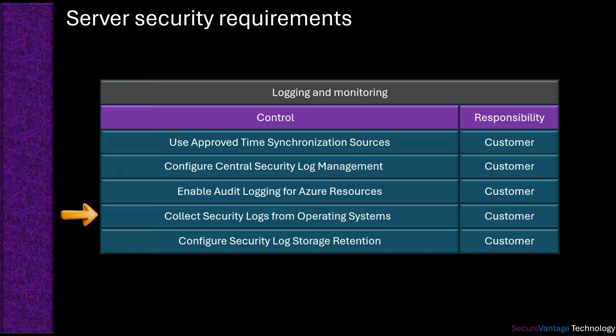Fourth control is collect security logs from operating system. Your server's operating system generates security logs that record important events, much like how a security guard keeps a log of everything that happens on their watch. Microsoft Defender for Cloud helps monitor these security event logs on your Azure VM. However, due to the high volume of data, these logs aren't stored by default. If your organization needs to keep these logs, you can store them in a Log Analytics Workspace. This allows you to retain the security event logs for as long as necessary, according to your organization's requirements.